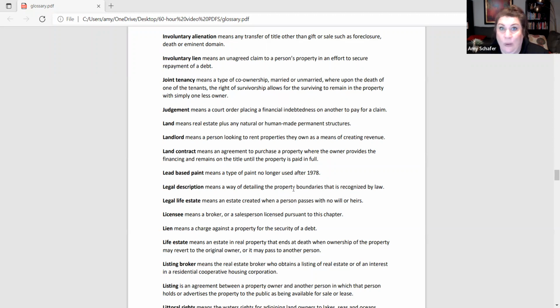A lien. We've been talking about liens. It's a charge against the property for a security of a debt. It could be for a mortgage, utilities. A mechanics lien is a pretty general one for someone that does work to your house. Actually, new construction homes are built on a pile of liens.